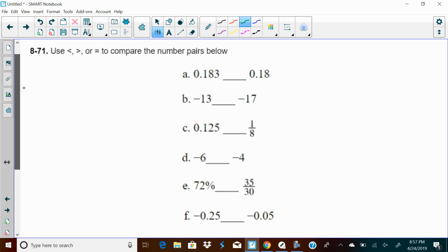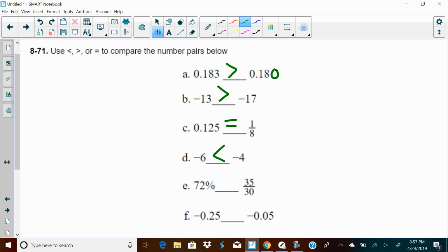And 71. Use less than, greater than, or equal to compare the two numbers. In this one, I add a 0 to it. So 183 is actually greater than 180. -13 is greater than -17. These two are actually equal. -6 is less than -4.